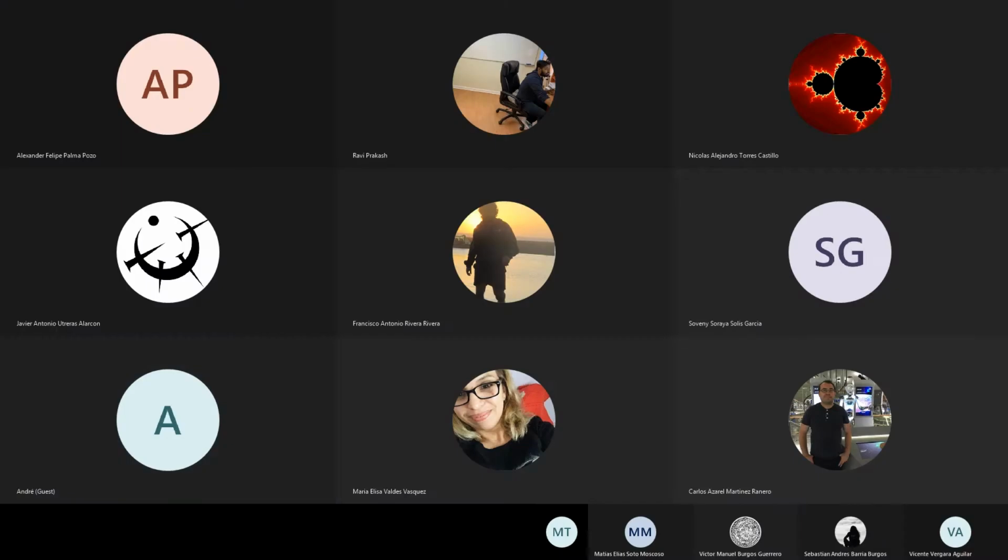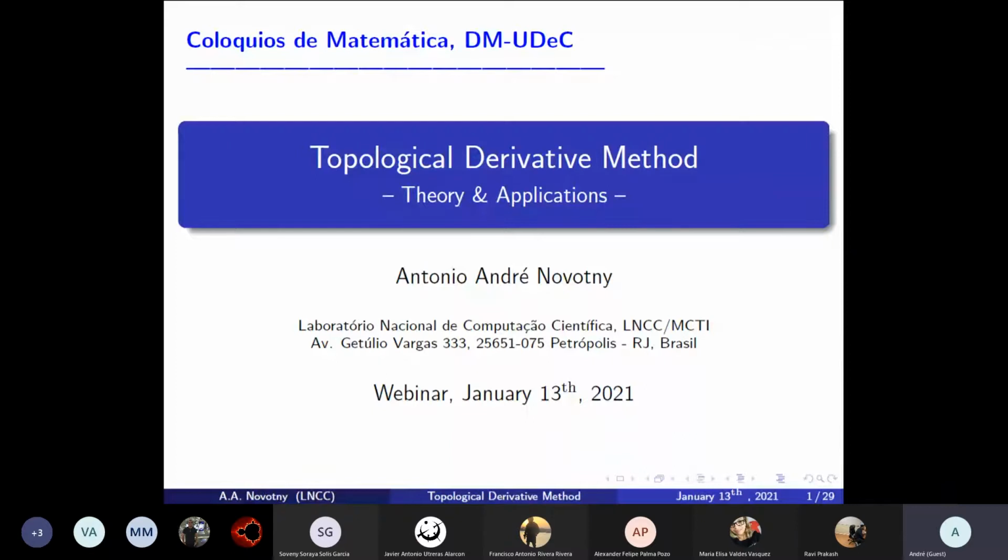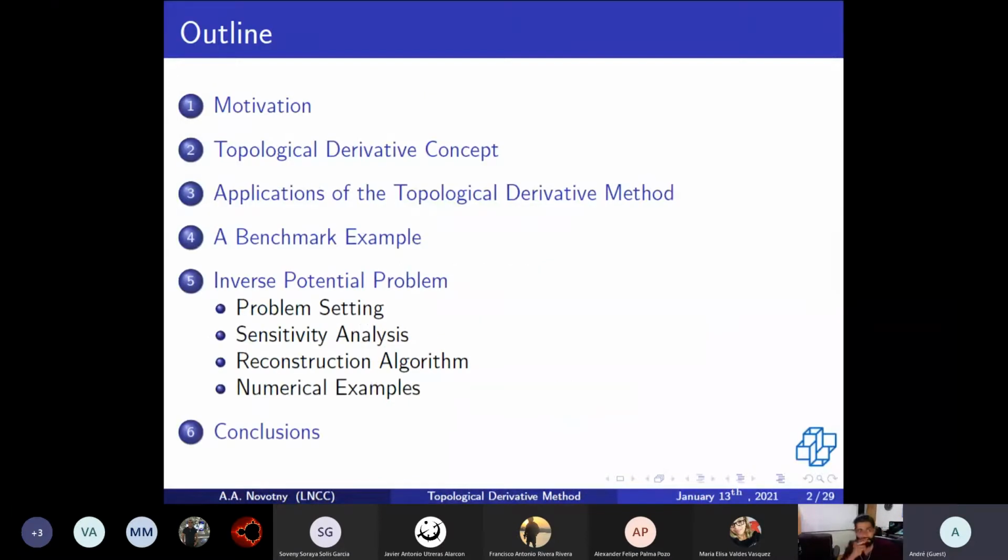Method. So maybe many of you are not familiar with this subject, so I will introduce some basic ideas. Okay, the motivation, then I will define the topological derivative. Then I will talk about some applications, in particular a benchmark example on structure topologization. And then the main part of my talk concerns inverse potential problem, which is joint work with Professor Prakash.